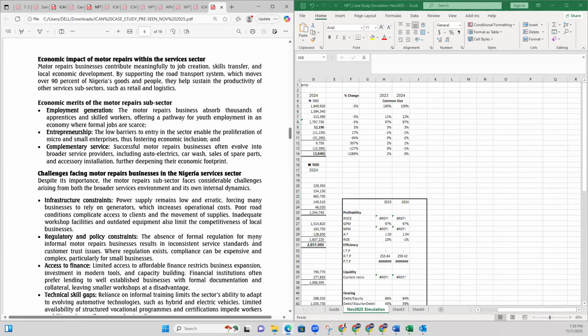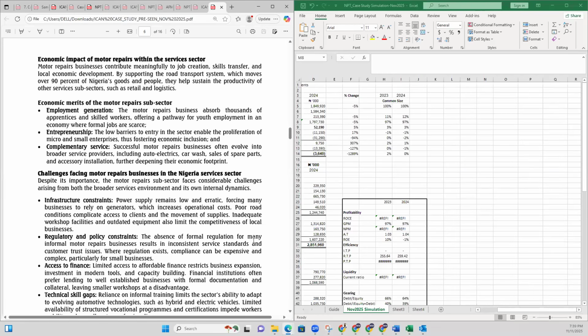Economic impact of motor repairs within the services sector. Motor repairs businesses contribute meaningfully to job creation, skills transfer, and local economic development. By supporting the road transport system, which moves over 90% of Nigerians' goods and people, they help sustain the productivity of other services subsectors, such as retail and logistics.